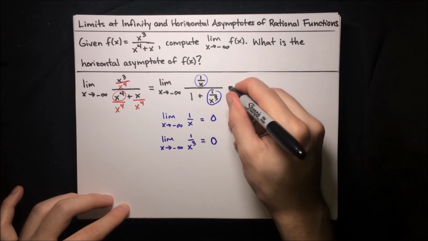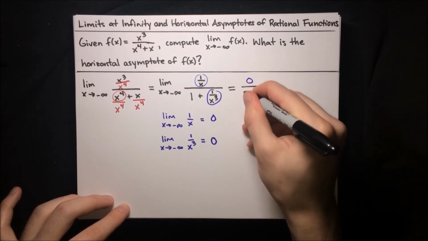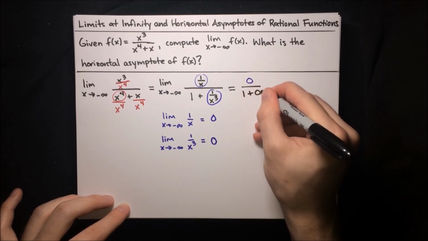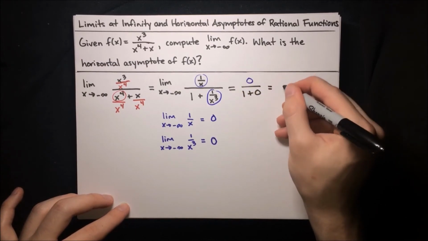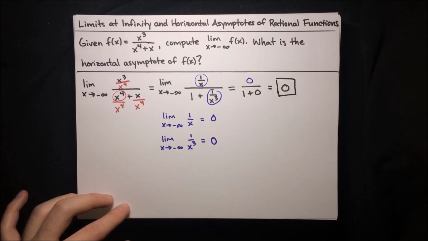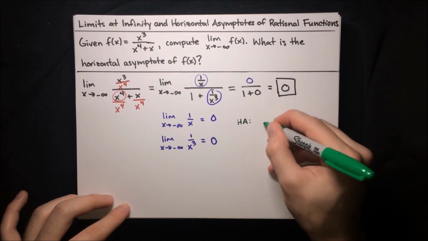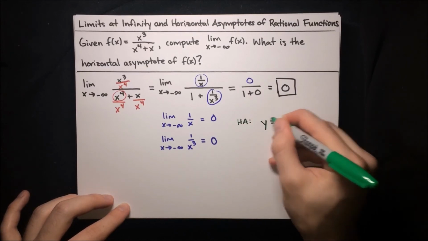So this limit is just equal to 0 over 1 plus 0, which is just 0 over 1, or just 0. So there we go, that's the value of the limit. And we know from previous discussion that this limit gives us the horizontal asymptote for f of x. So the horizontal asymptote is just y equals 0.